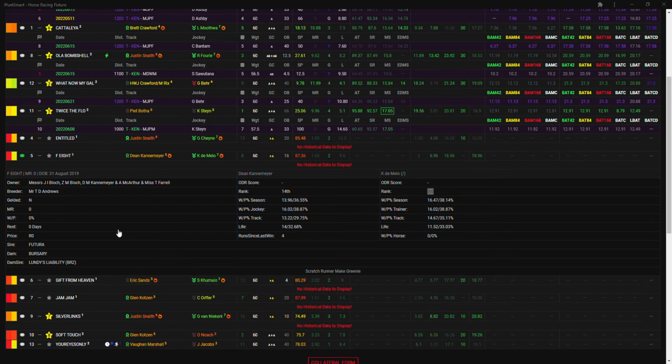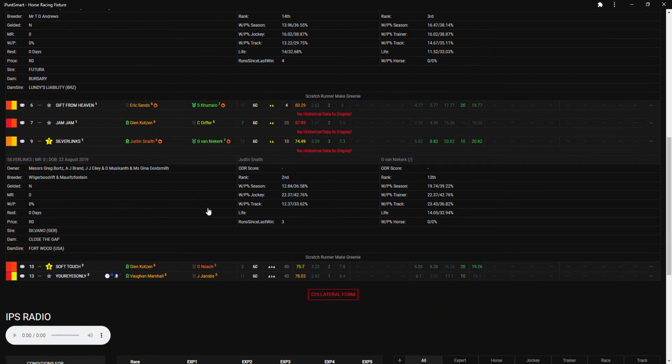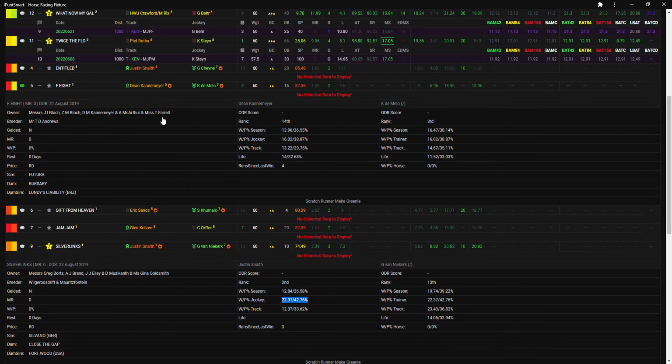Another one I would look at is Silver Links, because Justin Snaith always has intentions when he has Grant van Niekerk booked. He has a 22% chance of winning with Van Niekerk and a 64% chance of placing with Van Niekerk. So that's also good breeding, Silvano with Fort Wood. So that's another horse that I could potentially be looking at. That's some very decent value. And then what else? Jam Jam we talked about. Gift from Heaven is the one that's getting the support, and then F8 as well as Entitled.